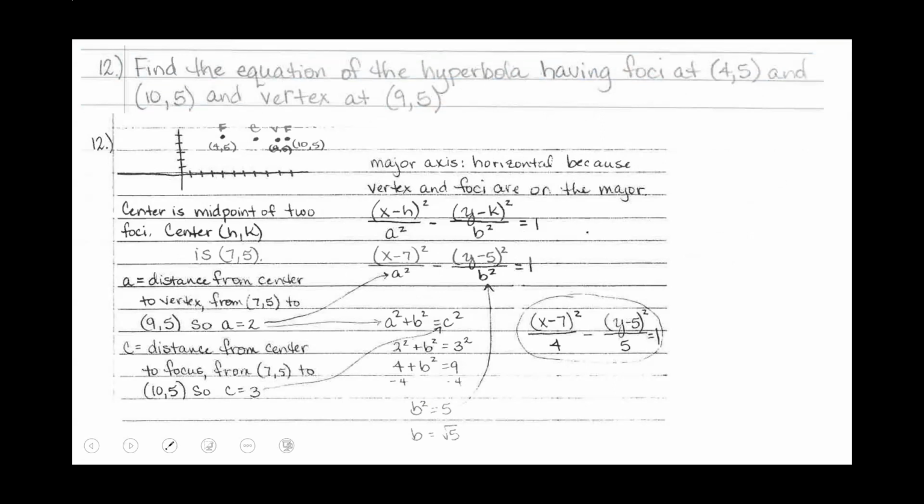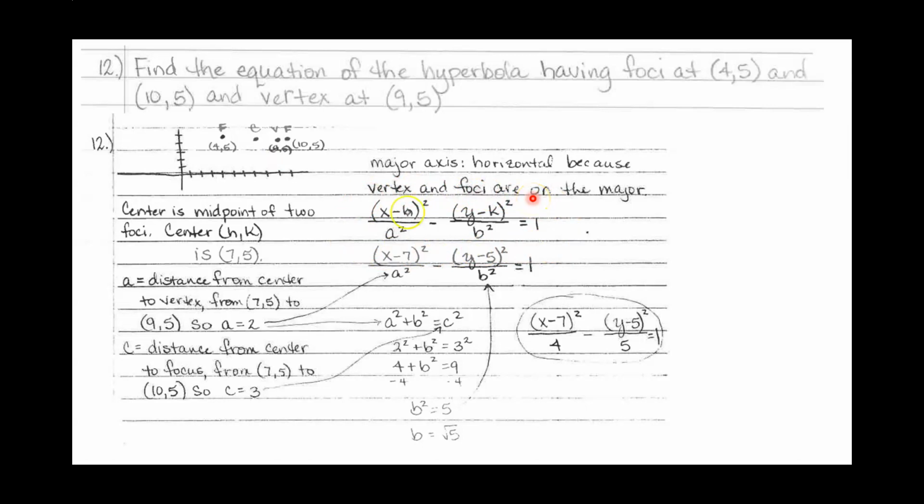All right, look at another one of those. For this one, they tell me that I have a focus at (4, 5) and at (10, 5), and I have a vertex at (9, 5). So again, let's plot what we know. My foci and my vertices are always on my major axis, so I automatically know my major axis is horizontal. So I'm going to go grab my equation for major axis horizontal.